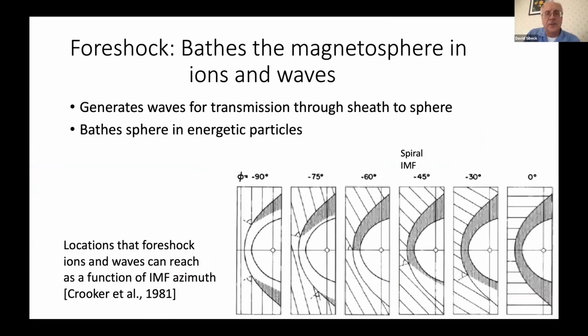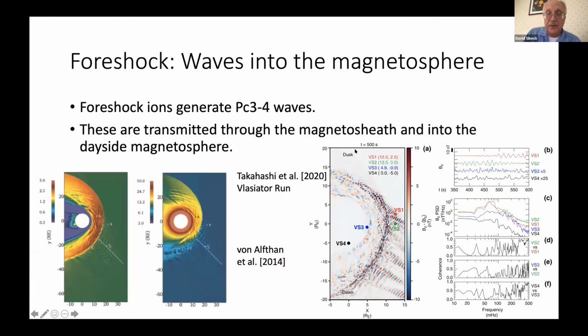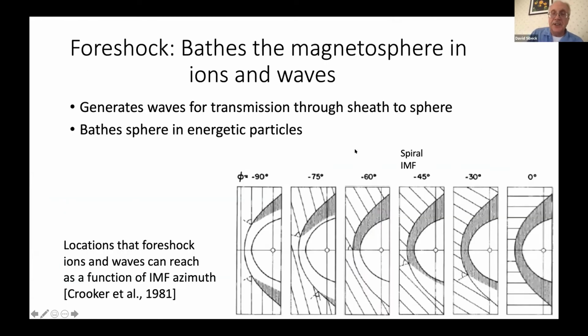What does the foreshock do for the magnetosphere? Well, amongst other things, it generates waves by interaction of solar wind ions with reflected ions. And it bathes the magnetosphere in those energized particles. And here's an old figure showing which regions of the magnetosphere lie behind the quasi-parallel bow shock, that is, the regions to which these waves or structures or particles in the foreshock can reach at the magnetopause.